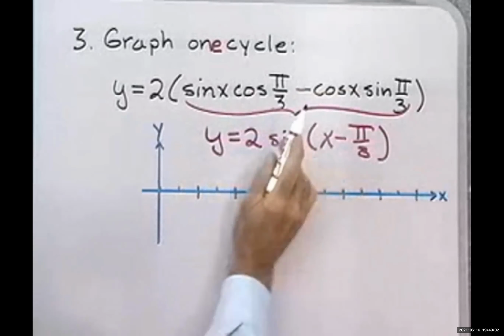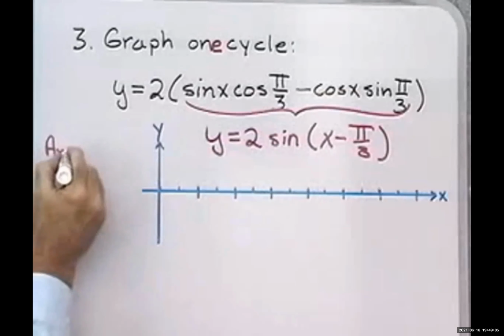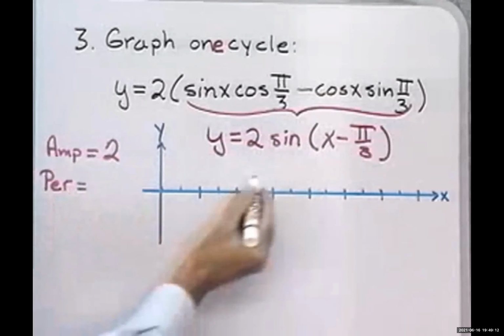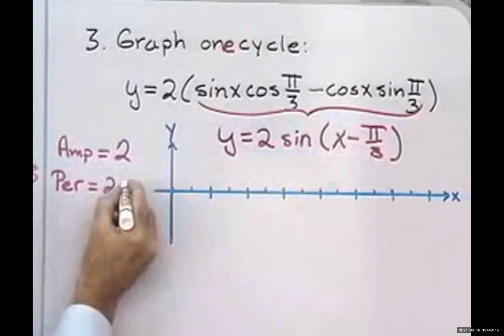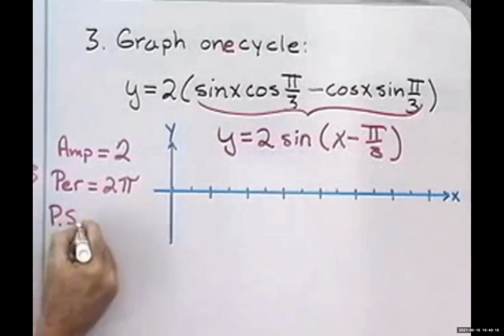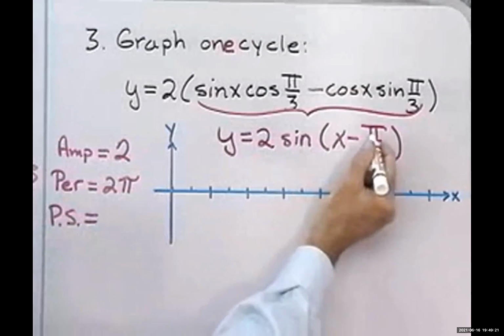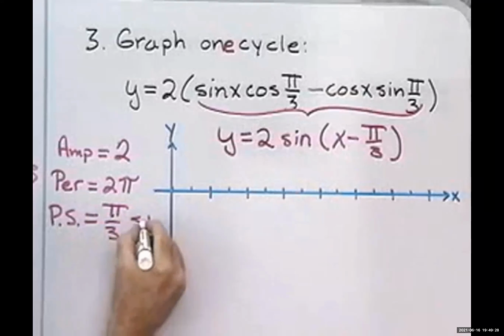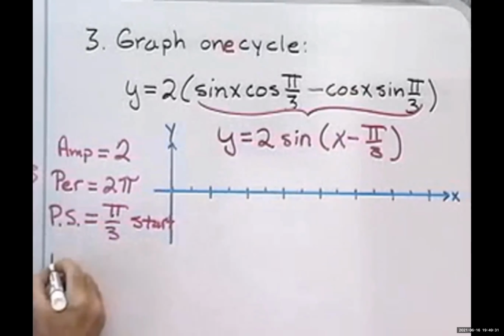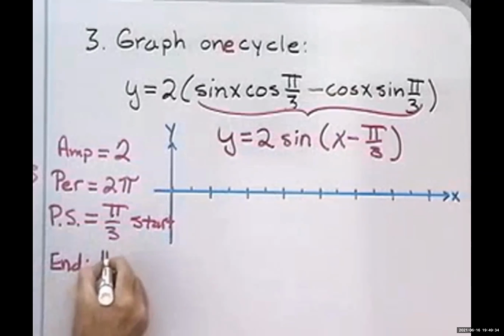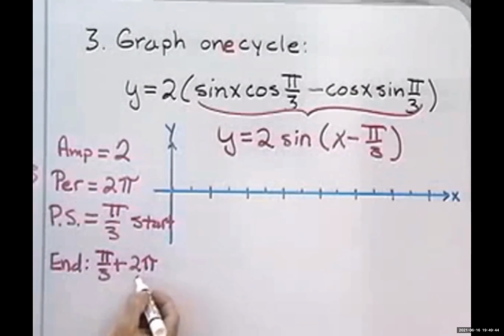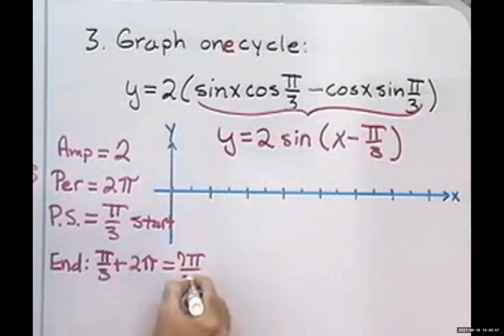Now I'll check out the coefficients that I have right here and the constant term. I have an amplitude for this graph of 2. I have a period of 2 pi divided by that coefficient, which is 1, so that's just 2 pi. And I have a phase shift of minus negative pi over 3 divided by 1, so that's just positive pi over 3. So this is where my graph will start at pi over 3, it will end at pi over 3 plus 1 period, which is 2 pi. So pi over 3 plus 6 pi over 3 will be 7 pi over 3.